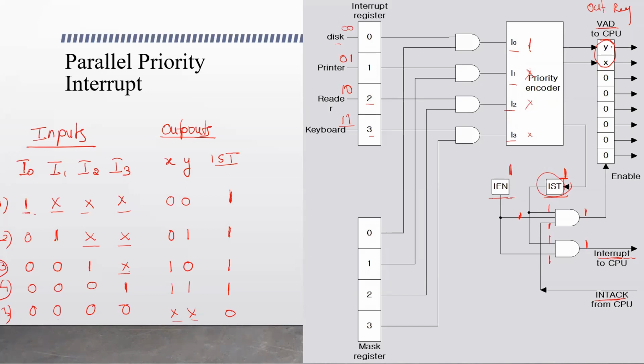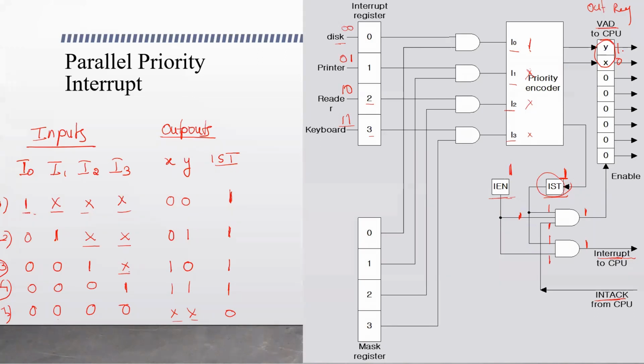The bits XY of this output register designate the device. If X and Y are 0, 0, the device is identified as device 0, that is disk in our case. If X and Y are 0 and 1, the device is identified as device 1, that is printer in our case. If it is 1 and 0, the device is identified as device 2, that is reader. And if X and Y are 1 and 1, the device is identified as keyboard.